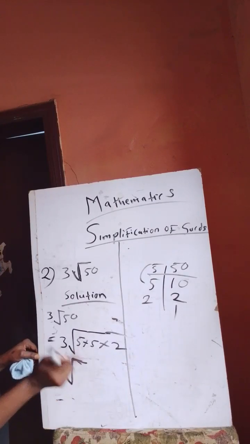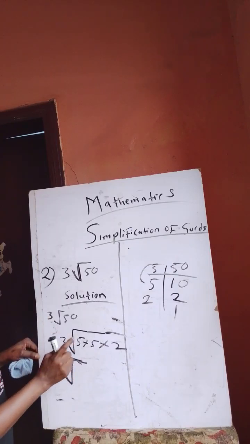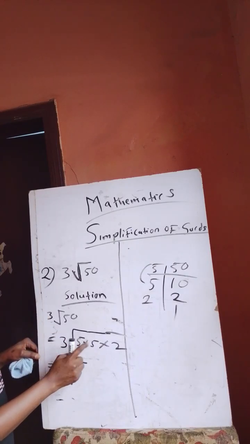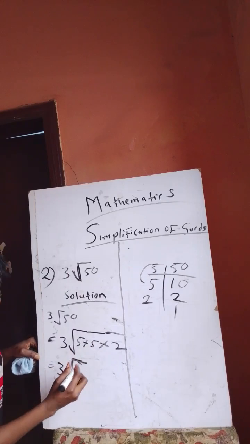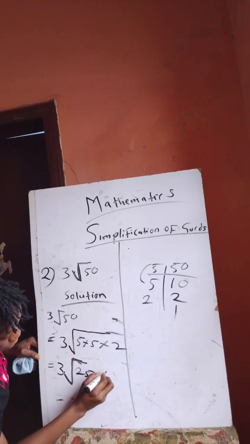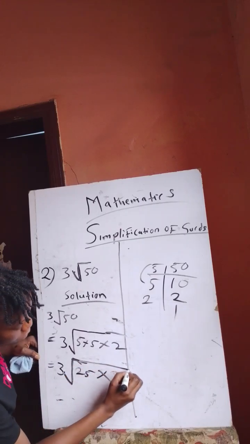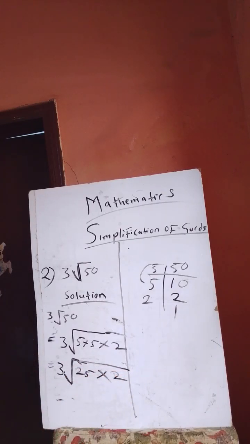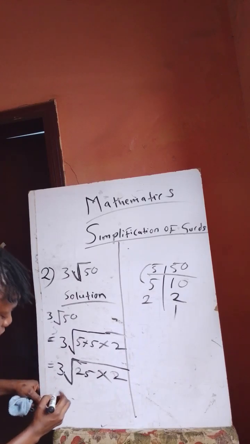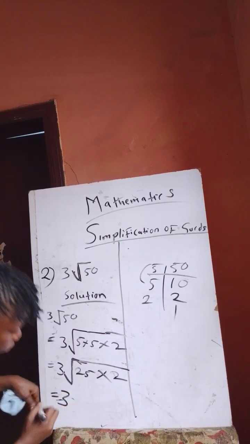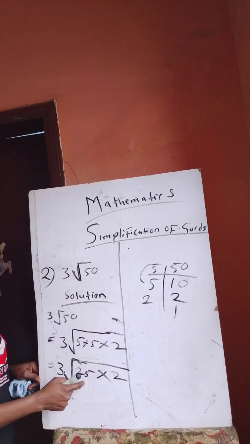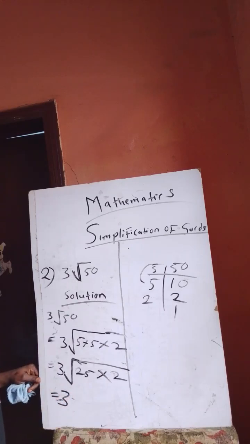Now 5 times 5 is going to give us 25 times these 2. So the next step now, this 2 is still coming down. What is the square root of 25? It's going to give us 5.